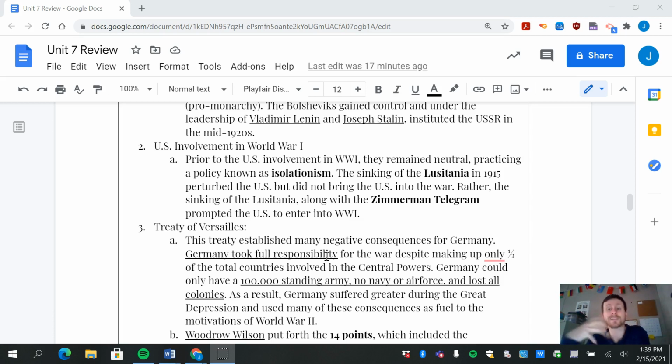The event that brings the U.S. ultimately into the war is the Zimmermann telegram, where Germany sends a telegram intended for Mexico, asking Mexico to basically attack the United States and keep them preoccupied, and if the Central Powers won, Mexico would be given a lot of the territory that it lost in the Spanish-American War.